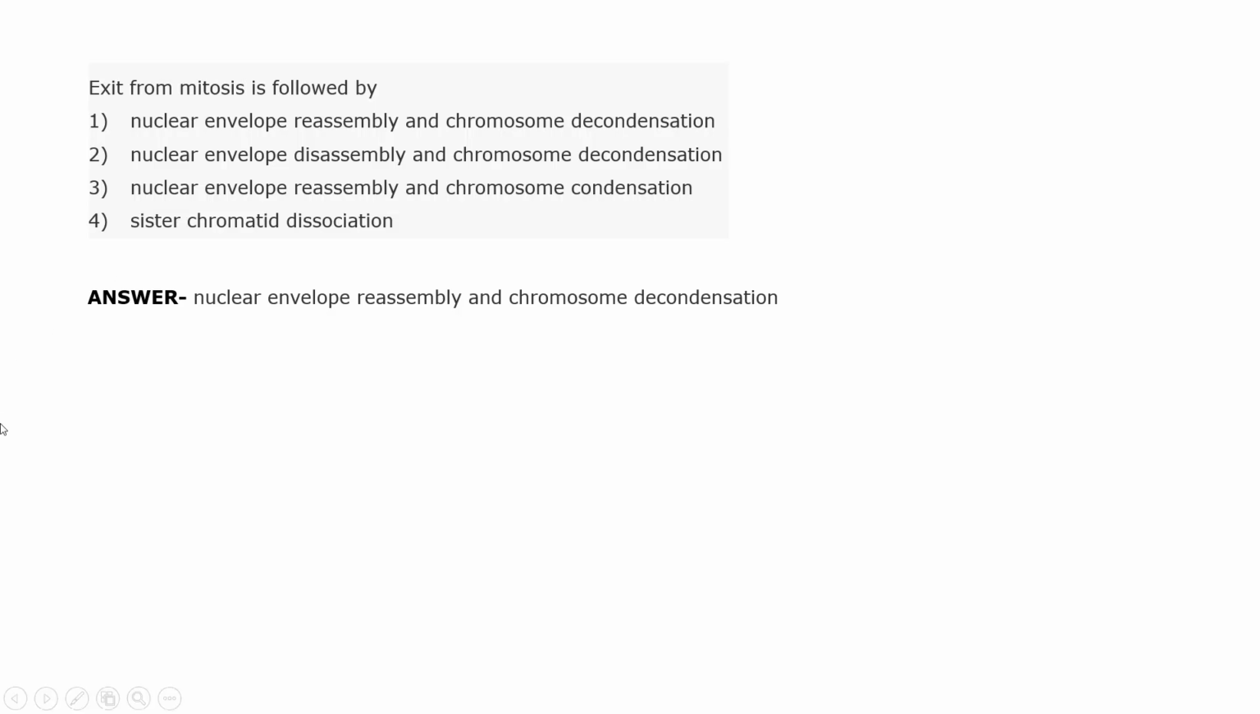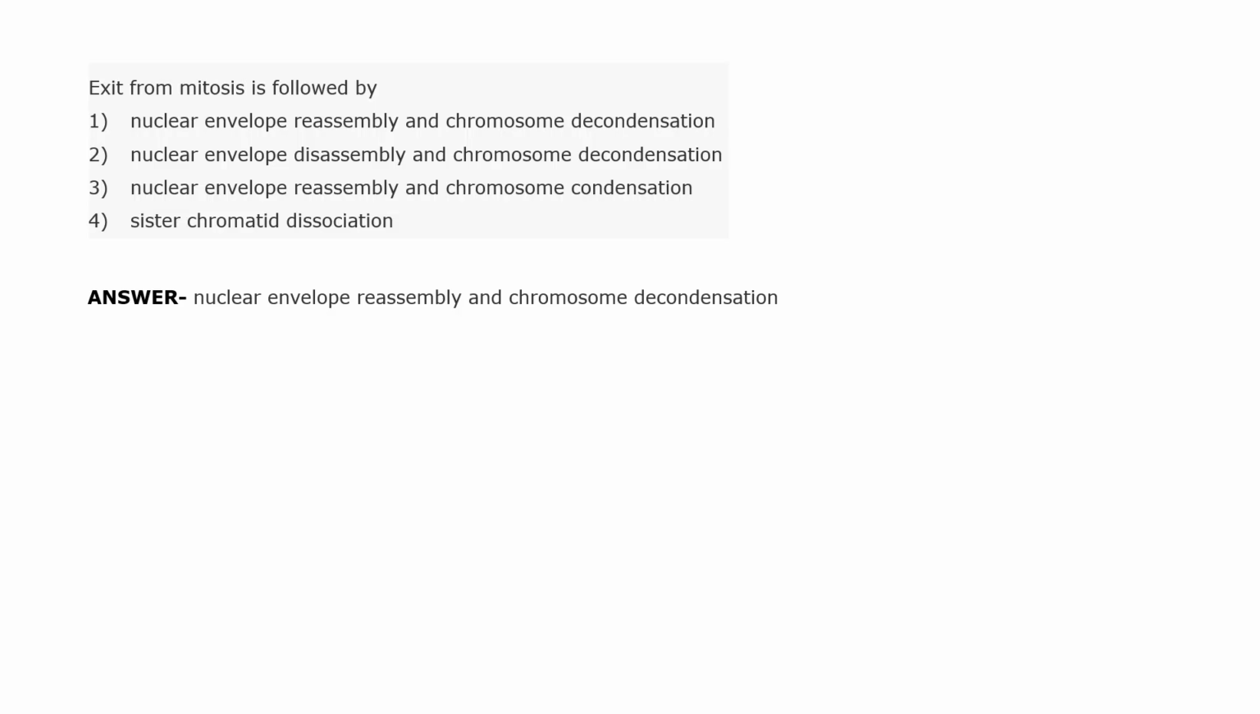Basically, it leads to nuclear envelope reassembly and chromosome decondensation. Before the mitosis started, the nuclear envelope disassembles and the chromosomes start to condense. So whenever the mitosis has happened or the cytokinesis has happened, at the telophase stage the nuclear envelope that was disassembled at the start of prophase starts to reassemble itself, and the chromosomes that have been condensed start to decondense into DNA strands and all.